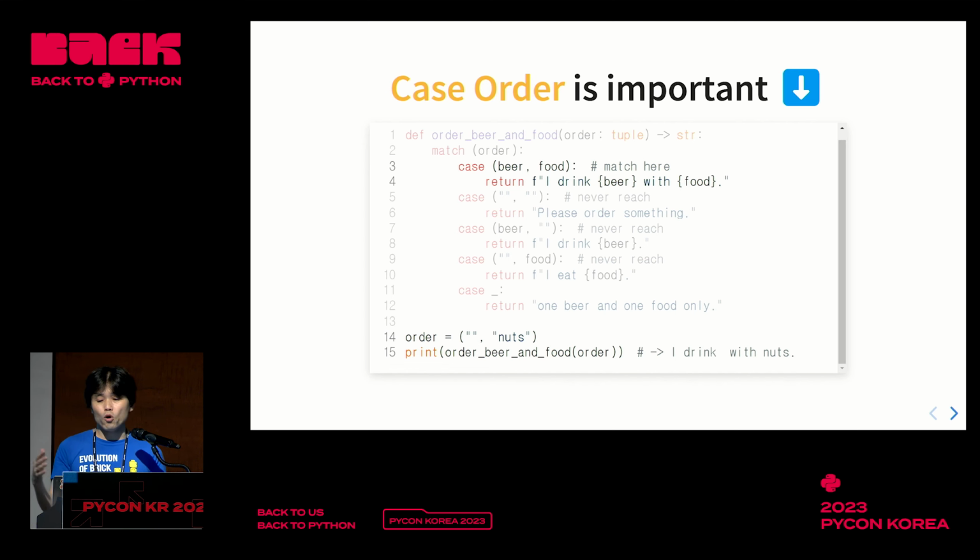There is one note for pattern matching. The order of the cases is important. This order means not the beer order, but the case order. And the patterns are compared in order from top to bottom. So if you write code like this, it will only match the first pattern when I send an order of empty and nuts.